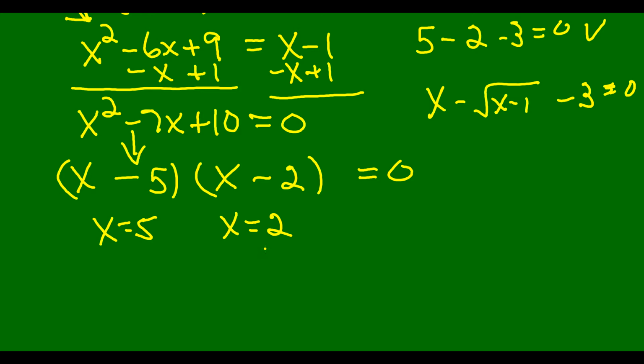And the other number, 2 for x, I'll do it here. It's going to be 2 minus the square root of 2 minus 1. 2 minus 1 is 1. The square root of 1 is 1. And then I've got minus 3. Does that equal 0?